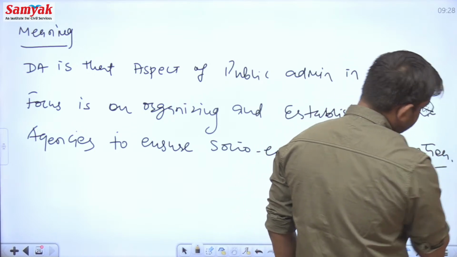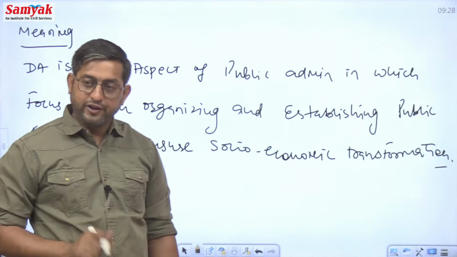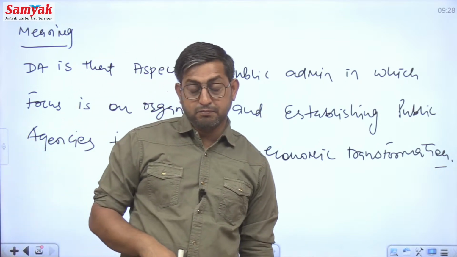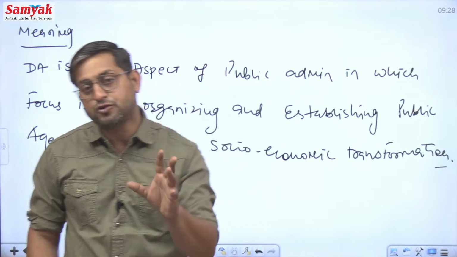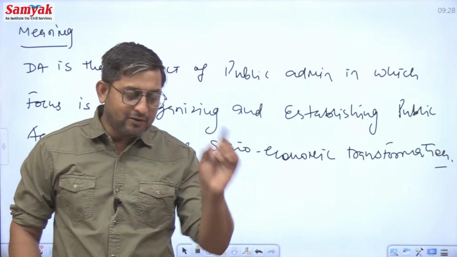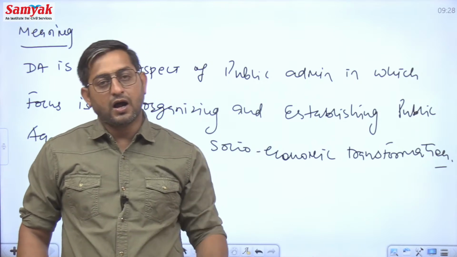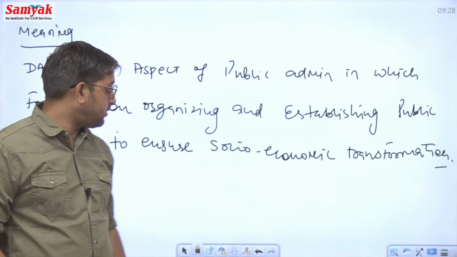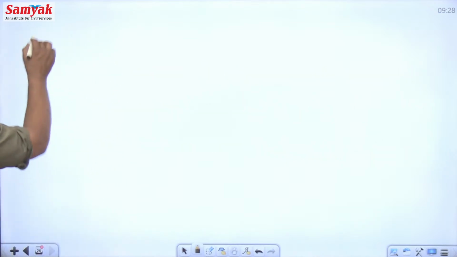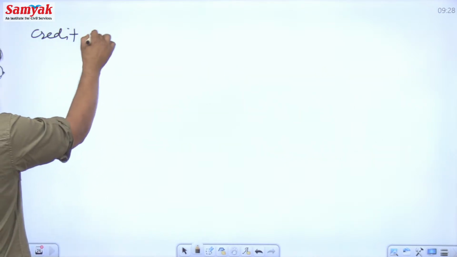This is called DA. So DA is a broader concept where the whole and sole purpose of the bureaucracy is the development or socio-economic development of the society, and development should not be one of the tasks. Earlier it used to be one of the tasks. Now comes the question. So credit of DA.